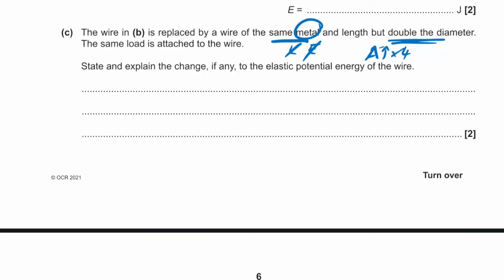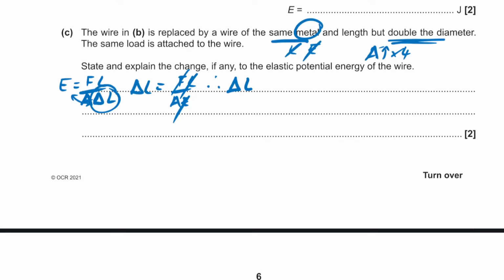Well, if it obeys Hooke's law, then we know that Young modulus is equal to FL over A delta L. So we want to know what's basically happening to that, don't we? So swapping these two round, we can say that delta L is equal to FL over AE. What's staying the same? E staying the same, F and L. So therefore we can say that delta L is proportional to 1 over A. Therefore, delta L goes down by 4. So it stretches 4 times less, which makes sense, doesn't it?